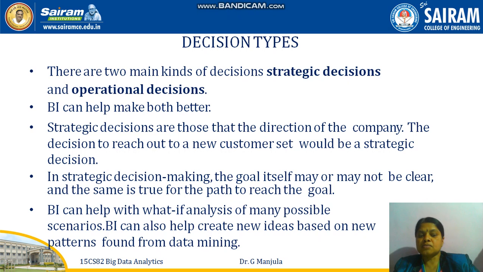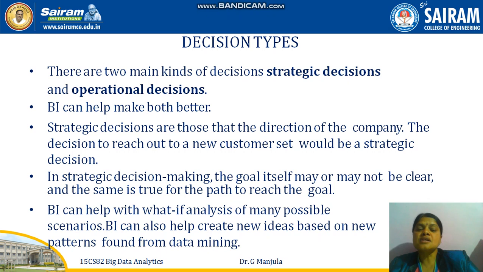Before going to study the business intelligence applications, we are going to study what types of decisions a business takes. There are two types of decisions: one is called strategic decisions, and the other is called operational decisions. What is meant by a strategic decision?